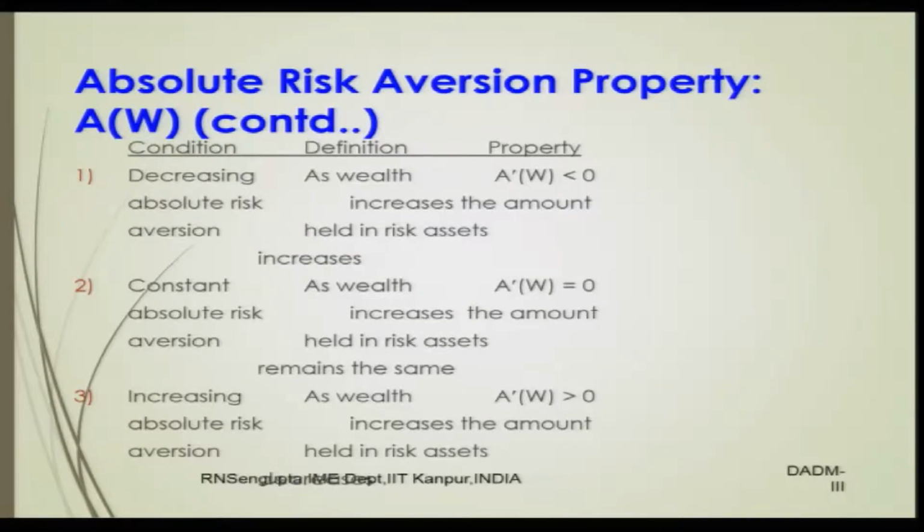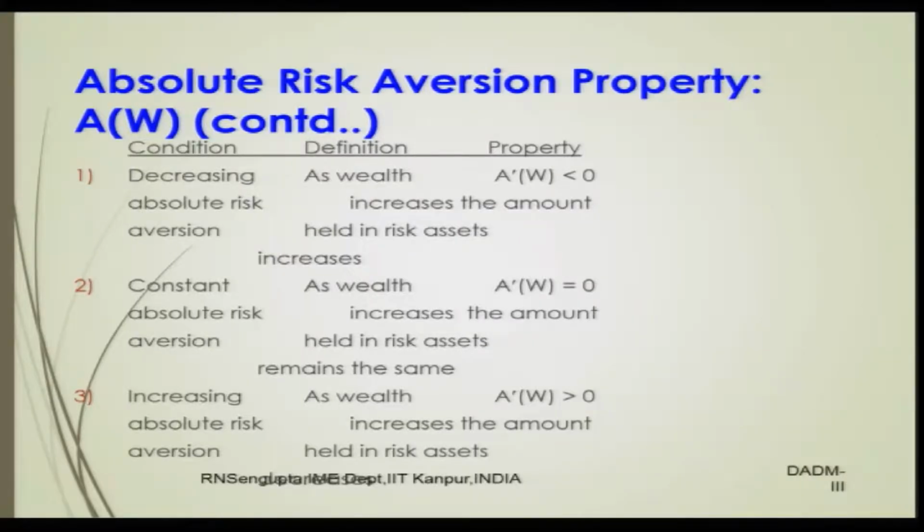So, decreasing absolute risk aversion property would mean that as wealth increases, the amount held in the risky asset increases. Now, it mentions the quantum, nothing to do with the percentage or weight. So, that percentage would come later on. If you have decreasing absolute risk aversion property, obviously we know that A prime would be less than 0, but it will also mean conceptually that as wealth increases, the amount held in risky asset also increases.